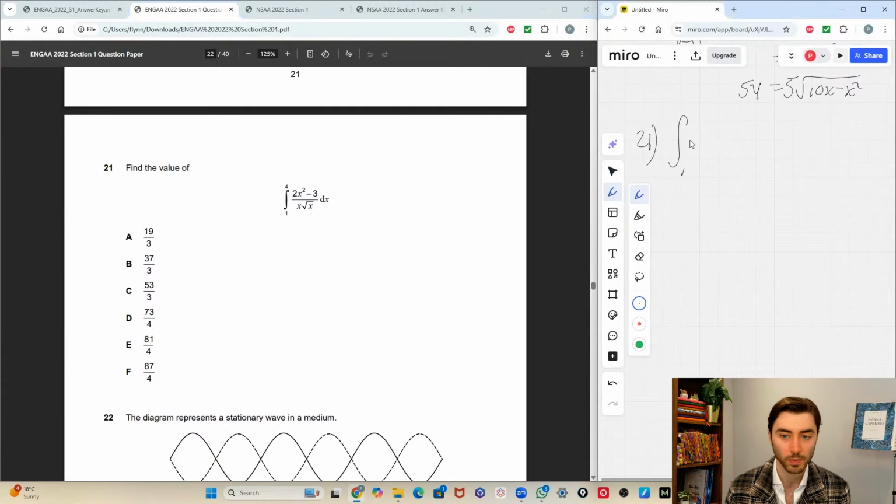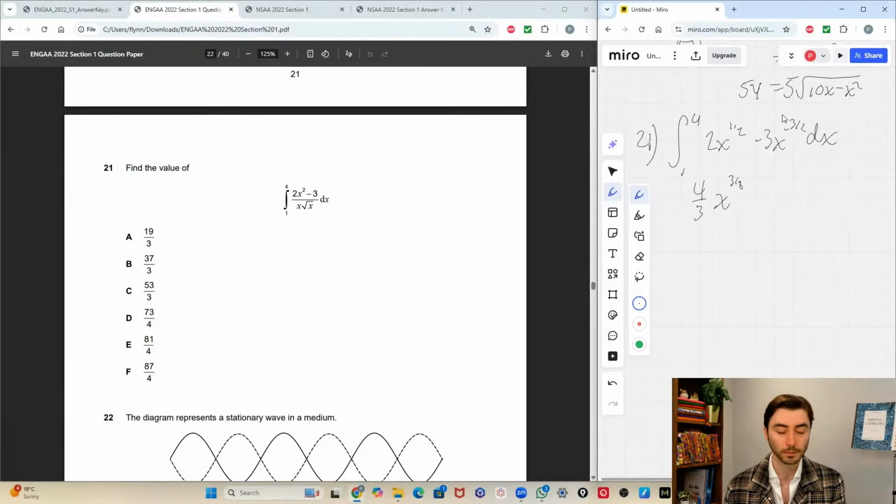Right, so that's the integral from 1 to 4 of 2x to the half minus 3x to the minus 3 over 2 dx. Raise that to 3 over 2, divide by that, you get 4/3 x to the 3 over 2. Raise that to minus a half, so divide by that, 6 x to the minus a half.